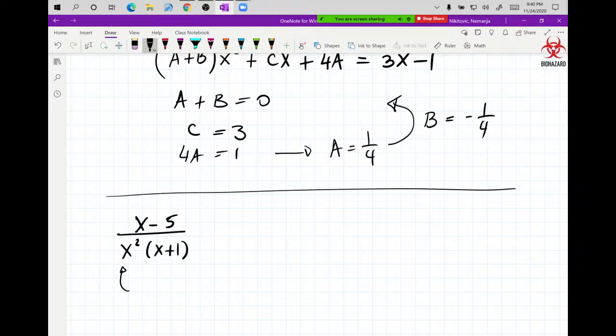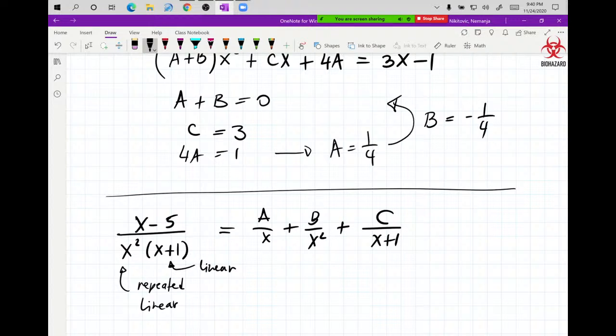This is a repeated linear, and this is just linear. Most of the time, that's exactly what you have. Rarely, you're going to jump into others. So I have a over x plus b over x squared plus c over x plus 1. So that's the setup. I have a repeated linear, and then a single linear, which is x plus 1.